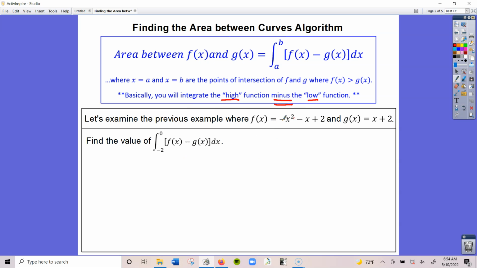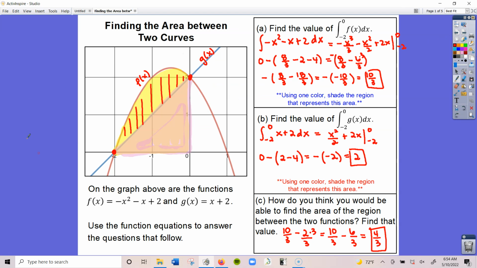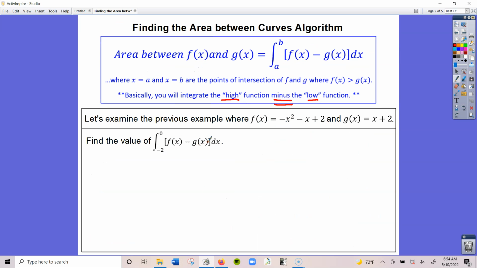So let's try that out with the same exact functions that we had before. We're going to do f of x, which if you notice on your graph here, f of x is the higher function, minus g of x first, and then we'll integrate and get our final answer. So I'm going to do the integral from negative 2 to 0 of f of x, which is negative x squared minus x plus 2, minus g of x. So notice that I open my parentheses when I'm going to subtract g of x, because I need to keep in mind that I am subtracting the entire function.